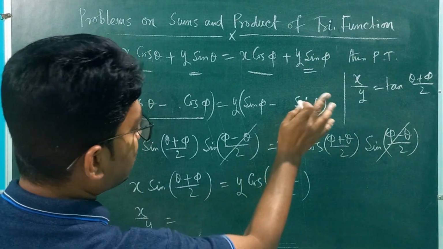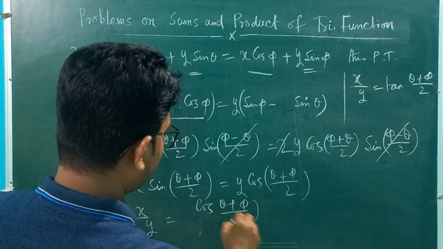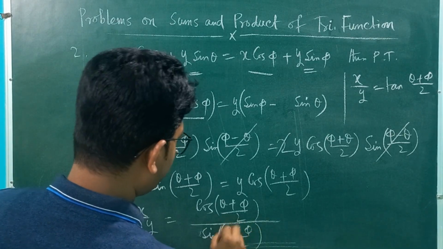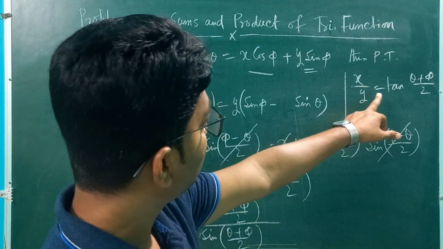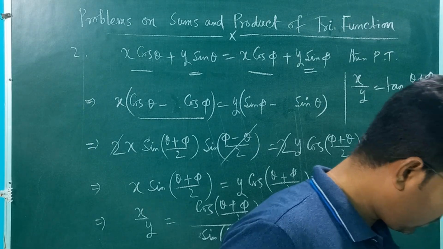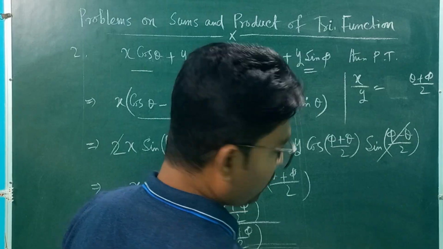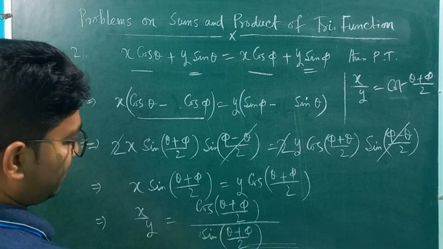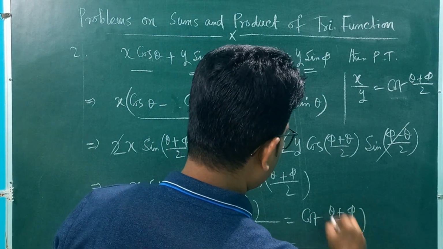So I think there is a problem here. So cos by sin means cot. I think there is some mistake in this condition. Yes, we have to prove this one: cot (theta plus phi)/2. So see this one, x cos by sin, that is cot (theta plus phi)/2.